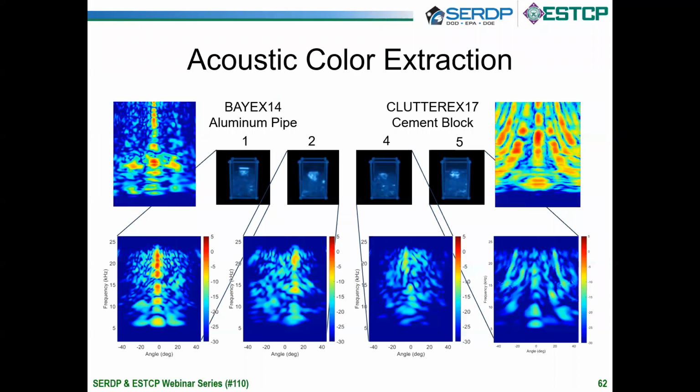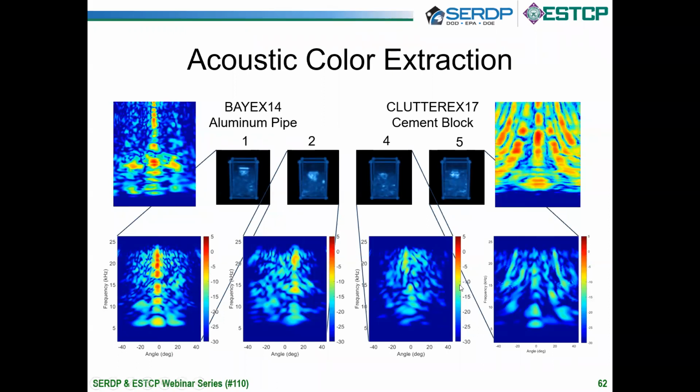So what we have done, and where we're at in the status of using the MUST system to acquire data and then take that data and convert it into acoustic color so that we can put it inside our classifiers. What I'm showing here on the left in the upper panel is the acoustic color for a 2-foot by 1-foot aluminum pipe obtained in Bay Exel. This is a pipe that was in mud. And then on the right-hand side is the CLUTTEREX17 cement block data acoustic color plot.